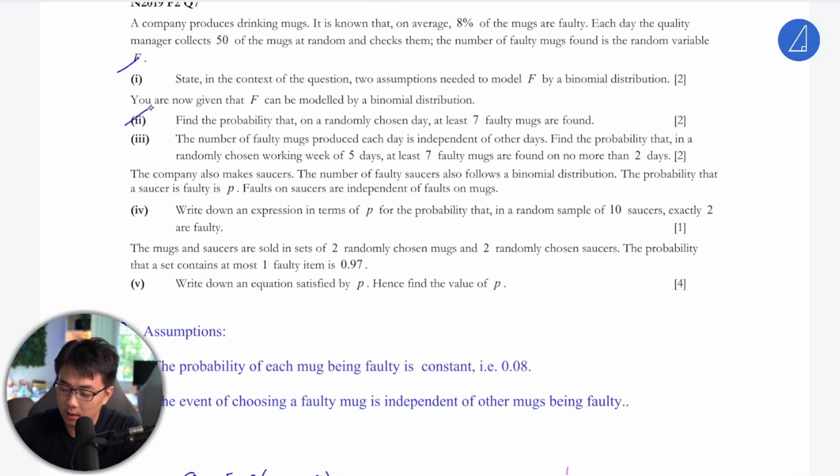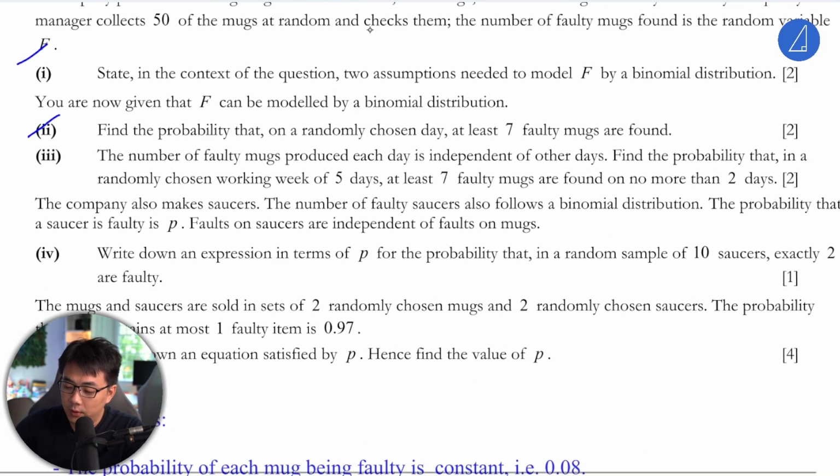Okay, so let's look at part 3. Part 3: the number of faulty mugs produced each day is independent of other days. So find the probability that in a randomly chosen working week of 5 days, at least 7 faulty mugs are found on no more than 2 days. So this is the event, the condition, at least 7 mugs found faulty. Okay, so this is the condition out of 5 working days. All right, no more than 2 days.